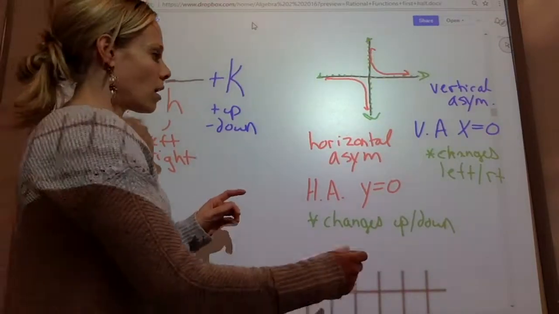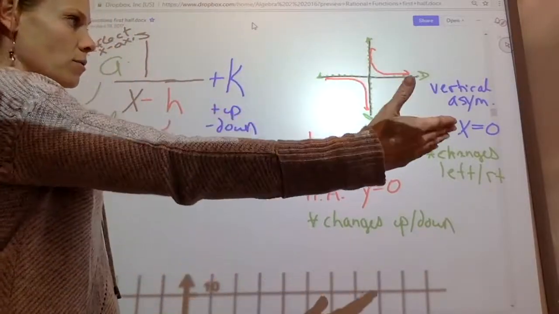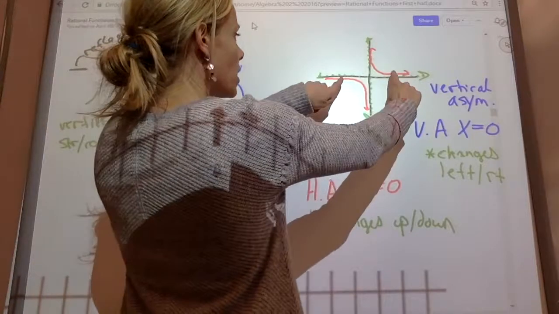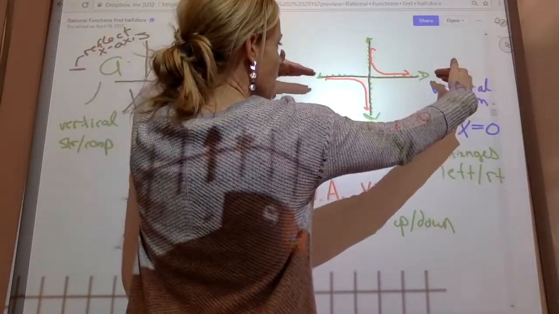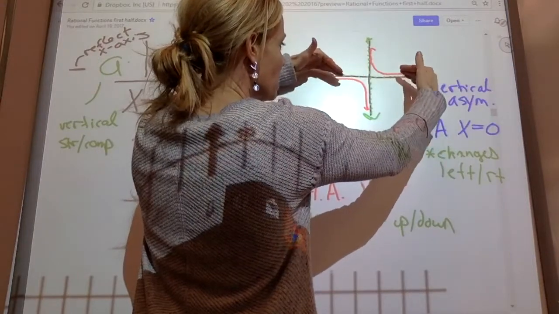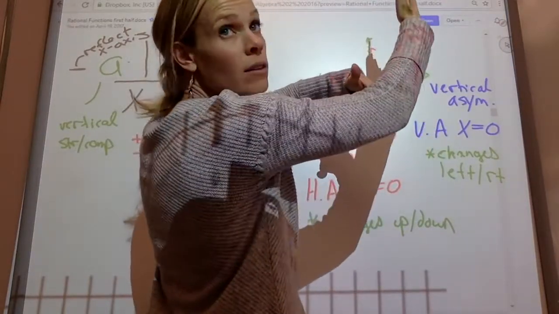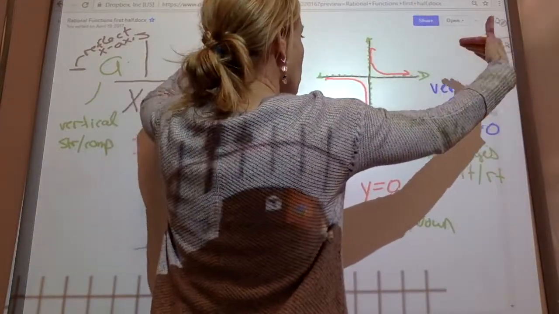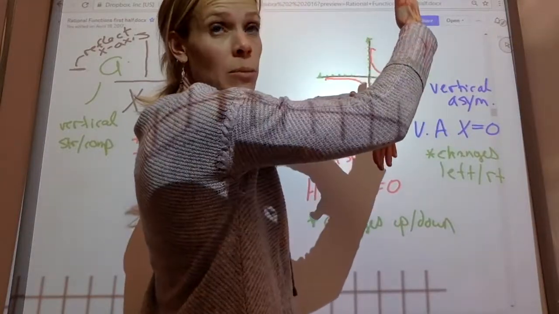Let's look at our domain first. Our domain is all of our x values. If you look at my graph, I go left and right forever. But as I'm coming in, what happens when I get to the y-axis? It splits off, and I can't touch the y-axis. So my domain is all x values except 0, because that's where an asymptote is.